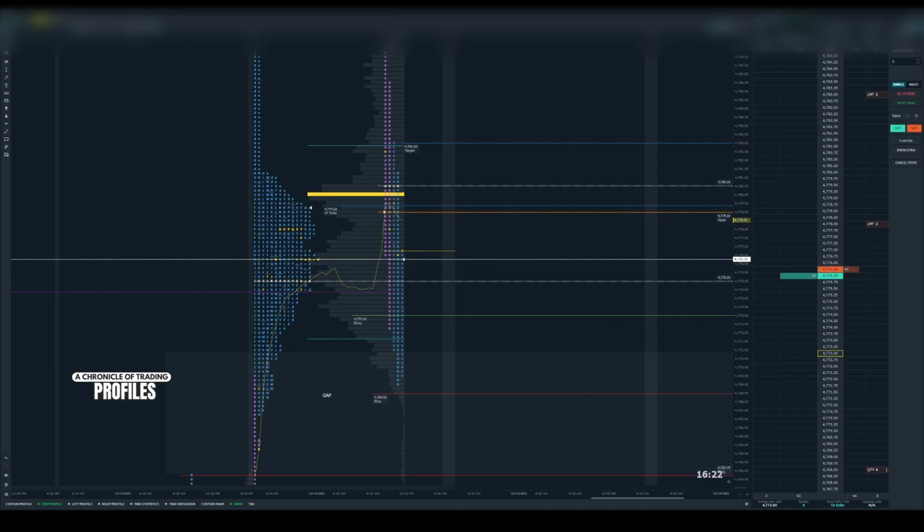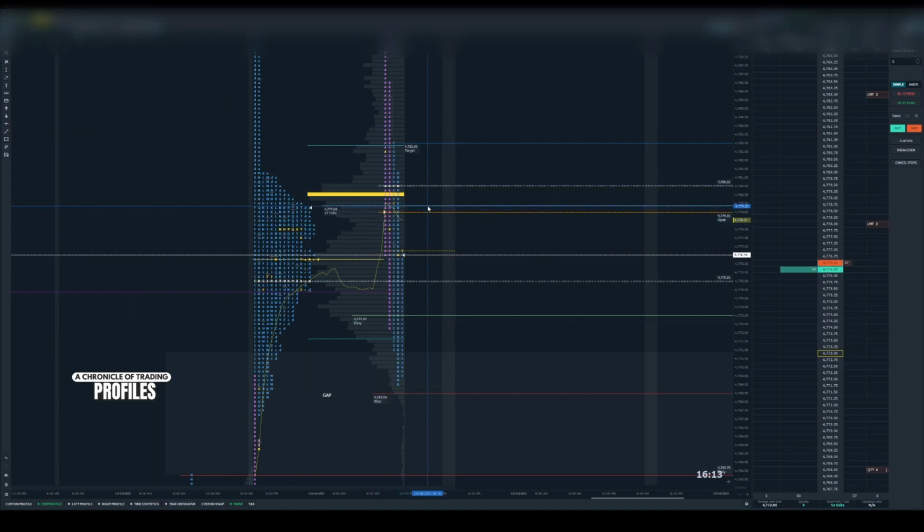I'm also thinking that the POC, the halfback, you have the open right there, which is that orange dash line. I'm thinking that's the area that's going to be hard to get through. So that reinforces my idea of taking this 20-point target or 20 tick target.